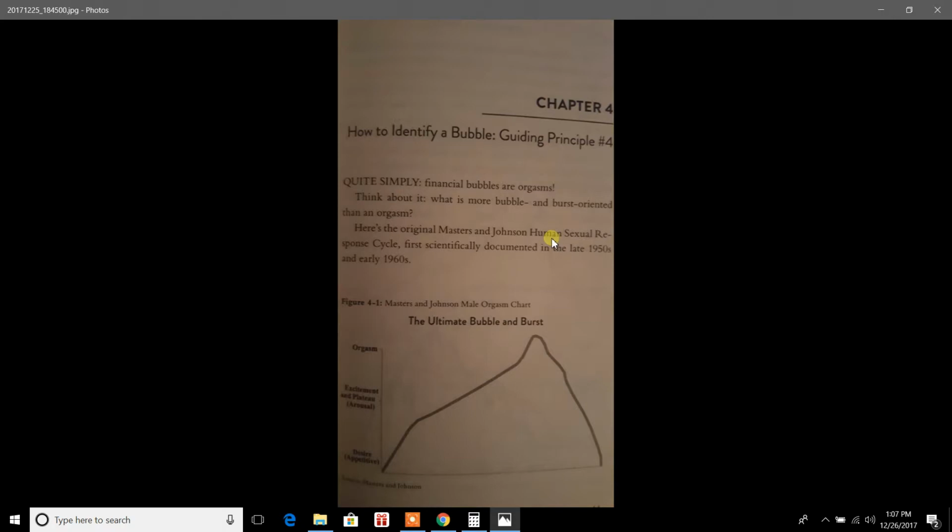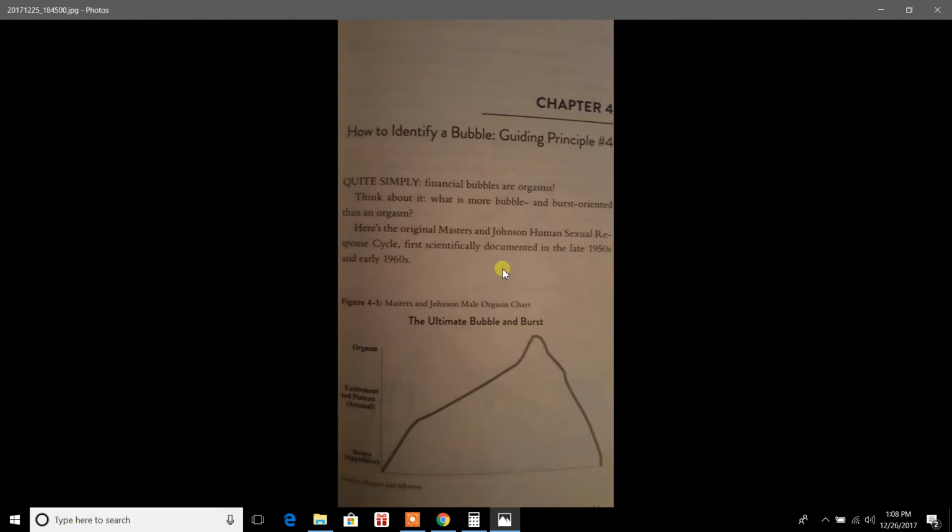We'll keep going. This is the ultimate bubble and burst. Now, this is based off of cycles again, and these cycles are coming from Masters and Johnson's male orgasm chart. All right, so it talks about basically there's a state of desire in the man, which leads to excitement and arousal, and then the man reaches his peak in the orgasmic phase and then falls off sharply right here, as you can see.